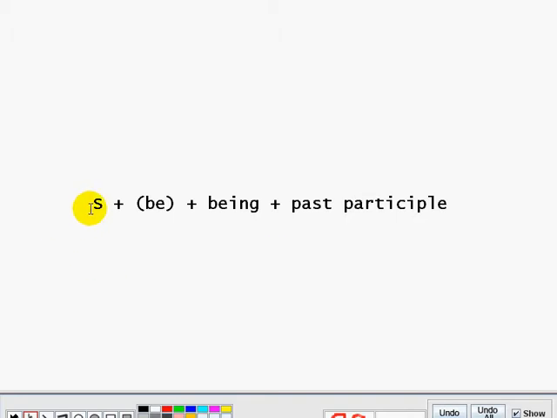Your subject plus your be verb, like am, is, or are, then the word being. You should always add the word being to emphasize that the sentence is present continuous passive. Then finally, your verb will become past participle. Okay? Don't forget, subject, be verb, the word being, and past participle.